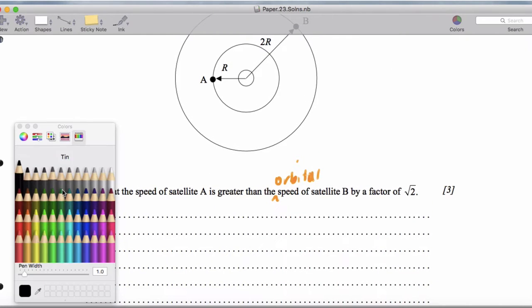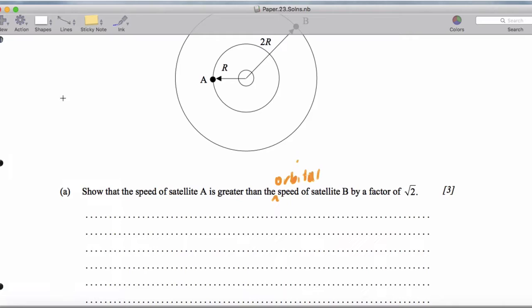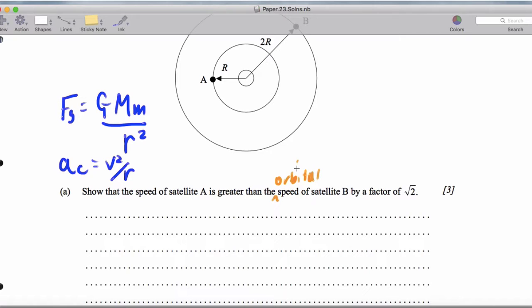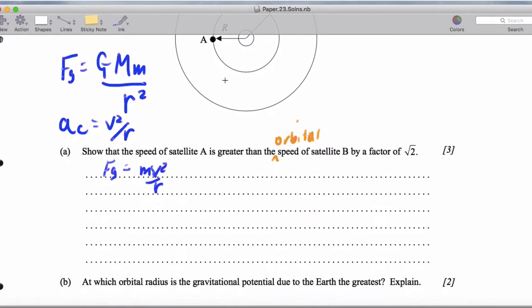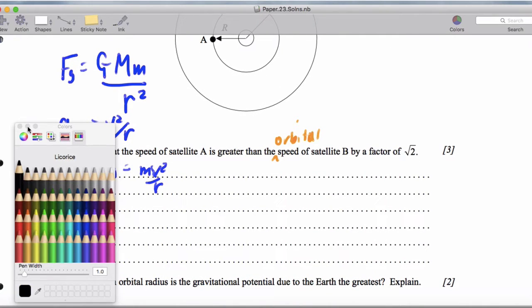So let's grab a couple formulas from the data booklet. First, we have gravity force is capital G, big mass, little mass over r squared. And we also have that the centripetal acceleration is given as v squared divided by the radius. So let's put both of these ideas together, and what we're going to see is that the gravity force has the effect of making it move in a circle. So what we're going to do is compare and contrast satellite A with satellite B. So let's do that right now.